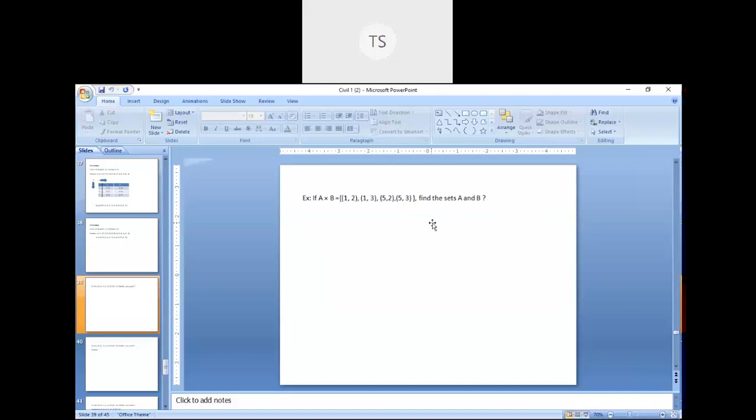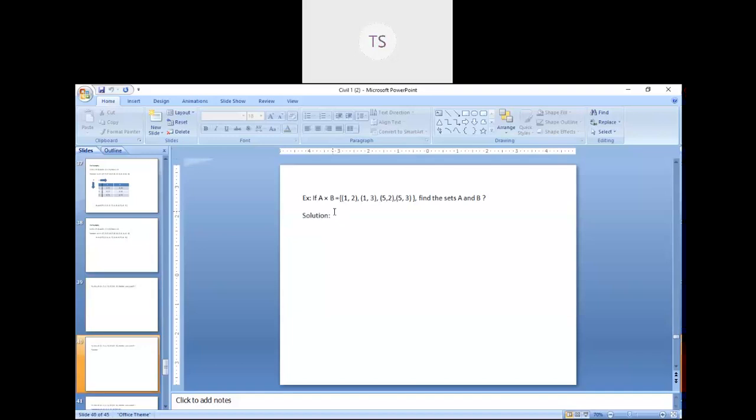Yes, now it's clear. So here A cross B is given. You have to find the sets A and B. Now, do you have any idea how to write the set elements of set A and B? Anyone? Any idea? 1, 5 will be set A or B? A. And what is B? 2, 3. Yes, you are correct.